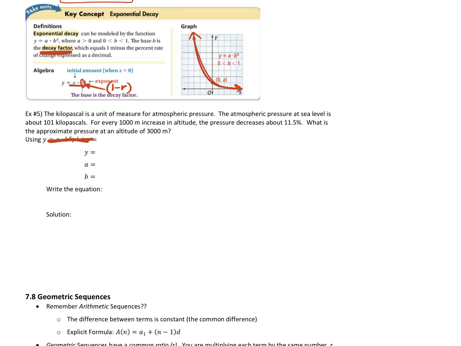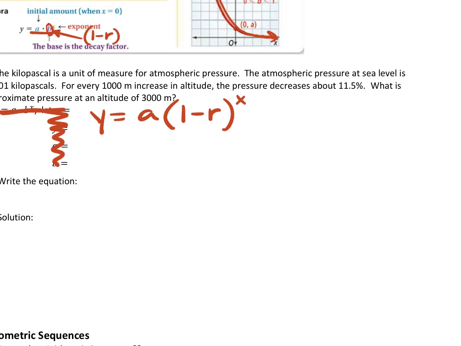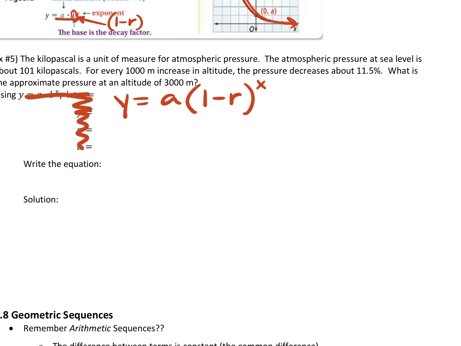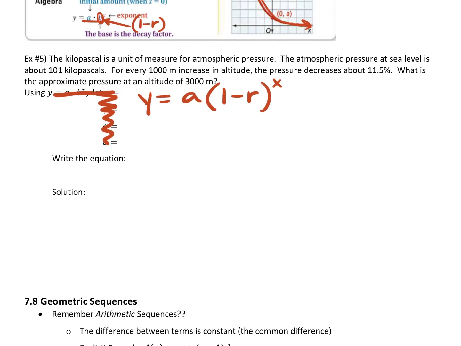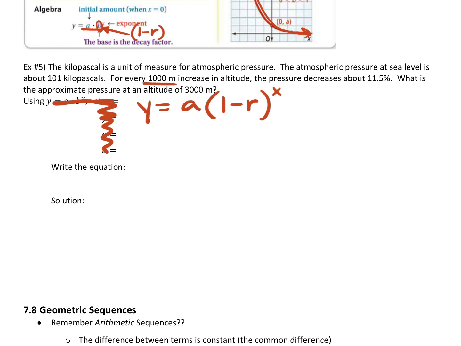On the quiz and on the test, I'm going to give you this: y equals a times 1 minus r to the x, or to the t, to some power. Okay, so we're just going to do it with this formula instead. Look at what this says. The kilopascal is a unit of measure for atmospheric pressure. The atmospheric pressure at sea level is about 101 kilopascals. For every 1,000 meter increase in altitude, the pressure decreases about 11.5%. What's the approximate pressure at an altitude of 3,000 meters?